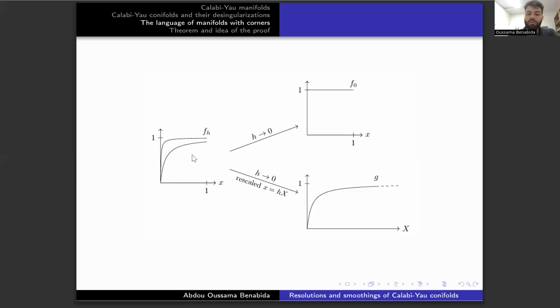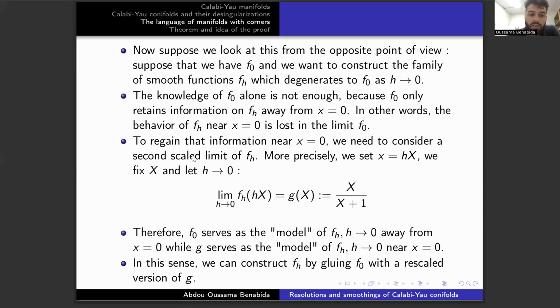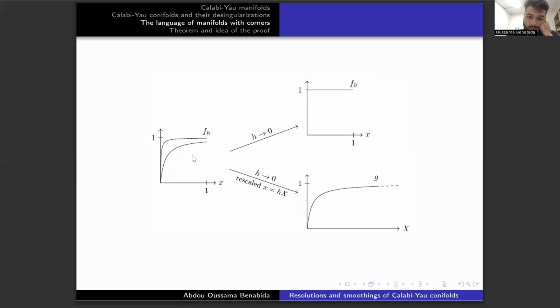So this is the first idea to keep in mind here: we need this second information when we're trying to do the opposite. So we have a degenerating limit and we want to construct the family of smooth functions.